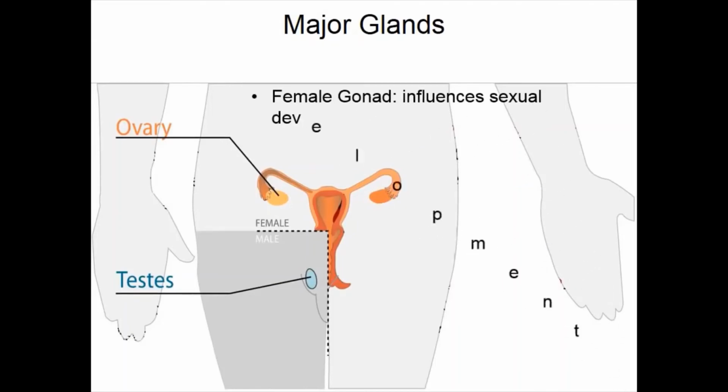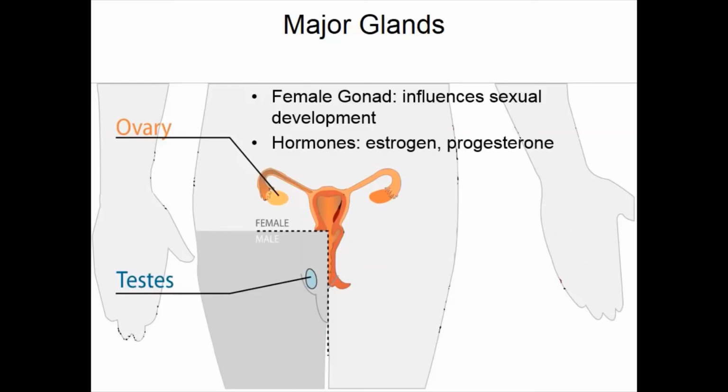Well, let's look at the female gonad first, called the ovaries. Women have two ovaries, and the ovaries will release hormones that will influence sexual development. So around the age of puberty, the pituitary gland will send out hormones to the ovaries. The ovaries will respond and send out hormones called estrogen and progesterone. These are the hormones that will cause sexual development to occur.